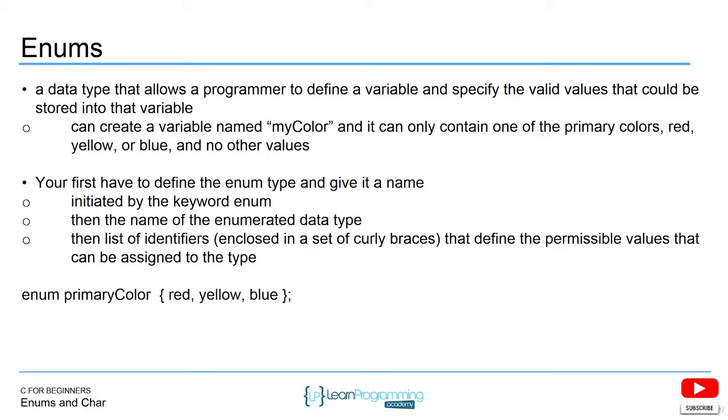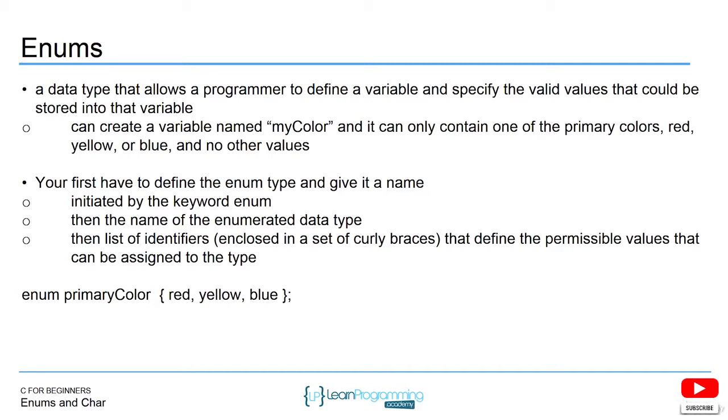So let's see this in action. Here, I'm defining an enum type called primaryColor. So I have the enum keyword, and then I have the name of my enum, which is primaryColor, and then I'm defining all the valid values for that type. And you'll see that they're enclosed inside curly braces, the left curly brace and the right curly brace. In this case, we have a type of enum named primaryColor that can only hold values of red, yellow, and blue. And it can't store anything else.